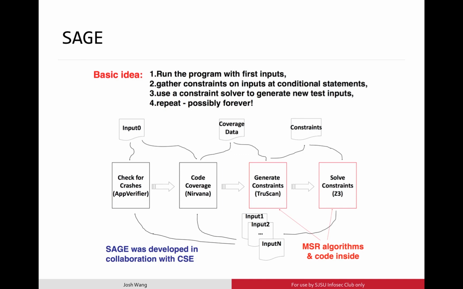There are multiple steps to Sage, right? The first step is to run the program with the first inputs. Then you gather constraints on those inputs at all the conditional statements, or all the predicates. Then you use a constraint solver to generate new test inputs. And then you run the program again with the newly generated test input that should take you down the new code path. So that's basically how Sage works.